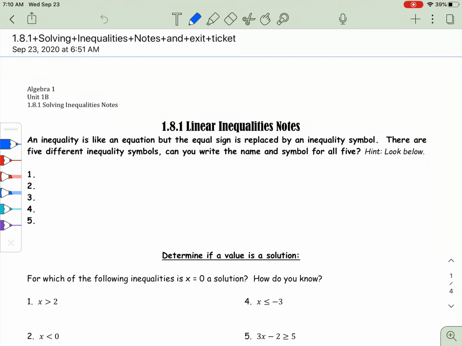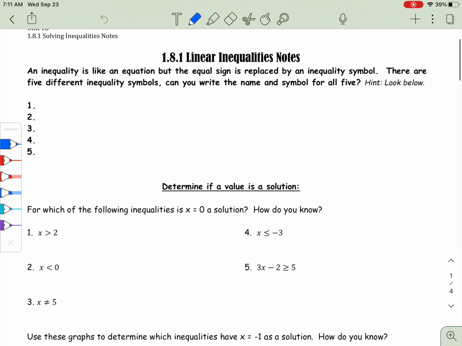Okay, good morning everybody. Today we are looking at 1.8.1, solving inequality notes, and there will be an exit ticket for practice. So let's go ahead and dive right in. Inequalities. You've looked at them before a little bit, but today we're really going to learn how to solve them and look through them. But the first thing you need to know is, what are the inequality symbols?